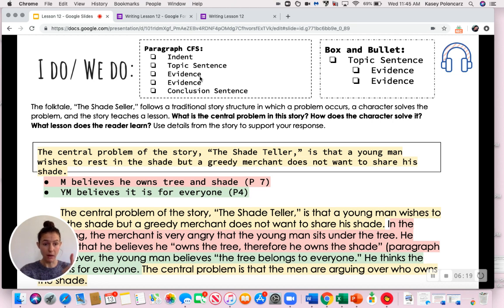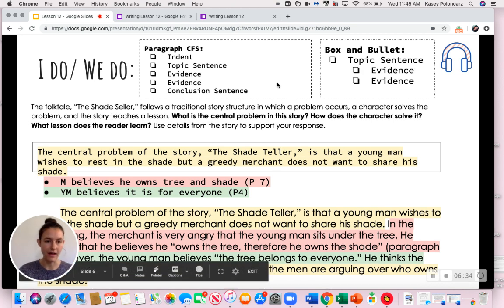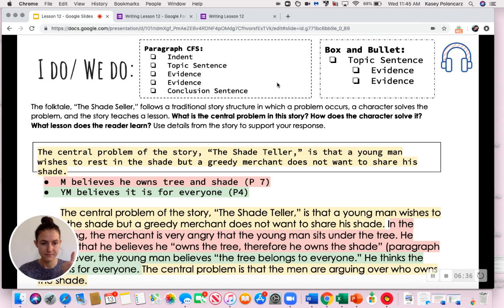Everybody should be holding a thumb up. Yeah, I have my next piece of evidence. What about the second piece of evidence? Do I have that second piece of evidence? Everybody should be holding a thumb up. It's in green. And then my conclusion sentence. Do I have a sentence that wraps it all up? Everybody should be giving me a thumb up.